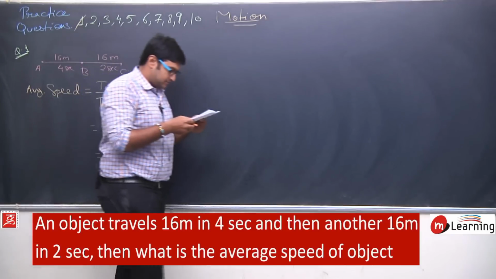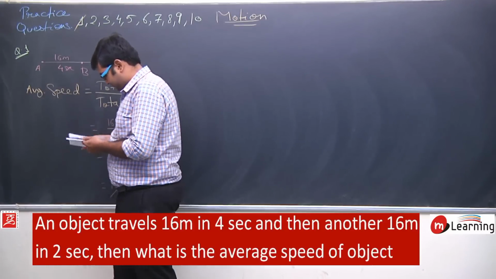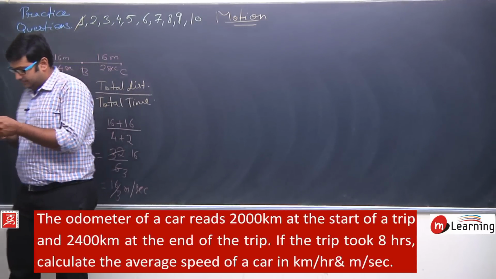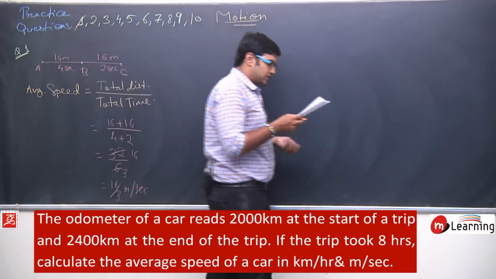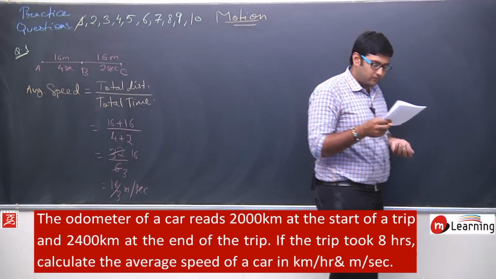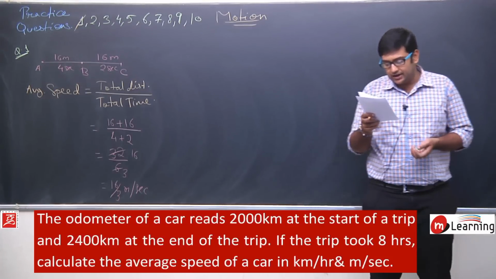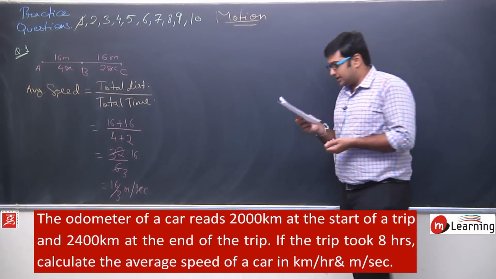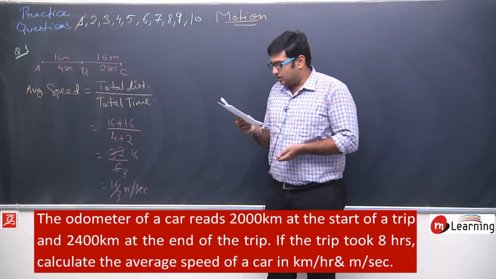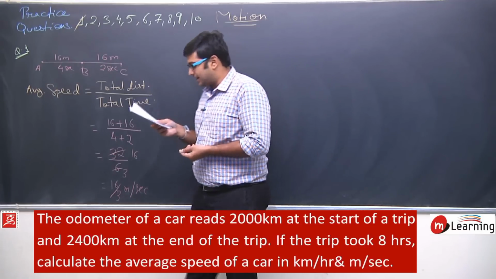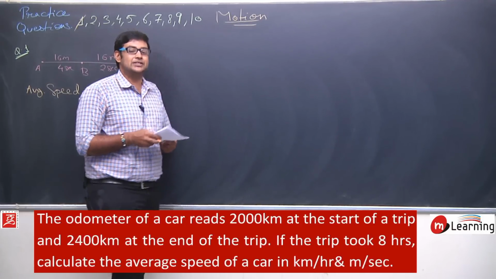Then the second one is, the odometer of a car reads 2000 km at the start of a trip and 2400 km at the end of the trip. If the trip took 8 hours, calculate the average speed of the car in kilometers per hour and meters per second. Okay, so very interesting question.